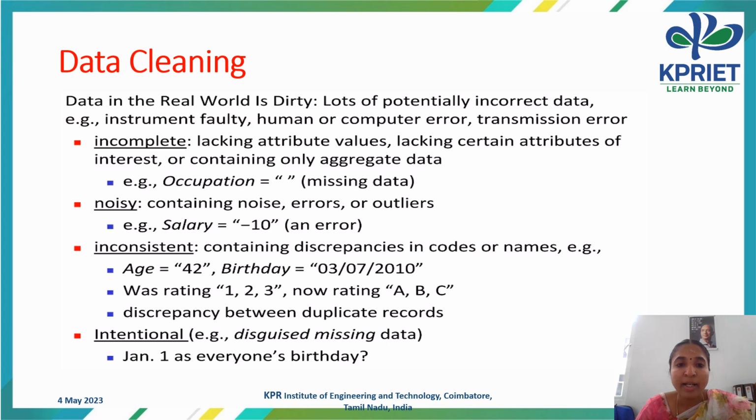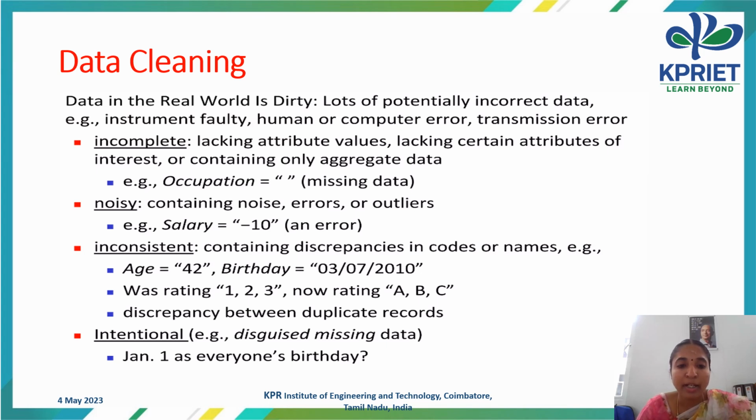Data cleaning. The data in the real world is completely dirty. There is a lot of potentially incorrect data, caused by human error, computer error, or some kind of transmission error. For example, incomplete data: there is an attribute called occupation, but there is a missing attribute value for that occupation. And then salary: noisy data containing errors or outliers. For example, salary is a numerical value but it is mentioned as a negative value. This kind of data has to be removed.